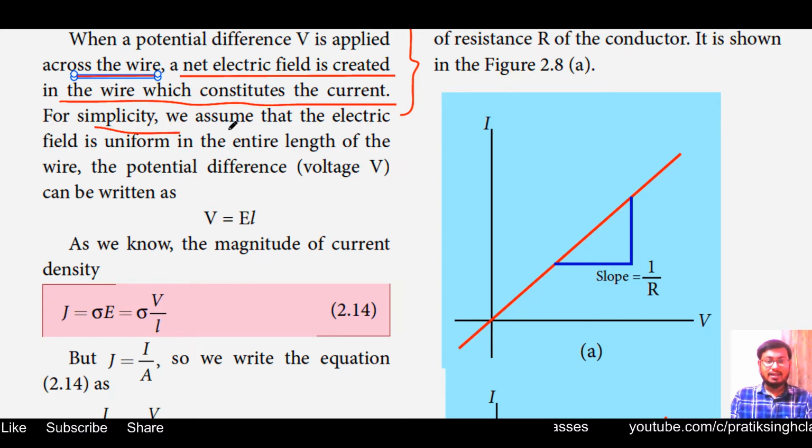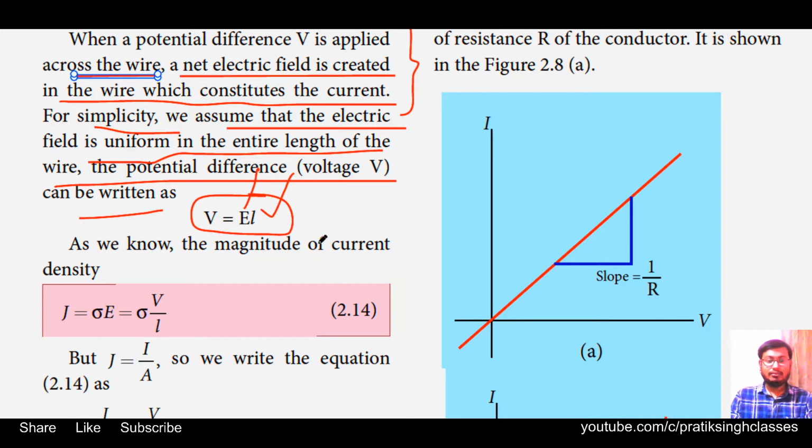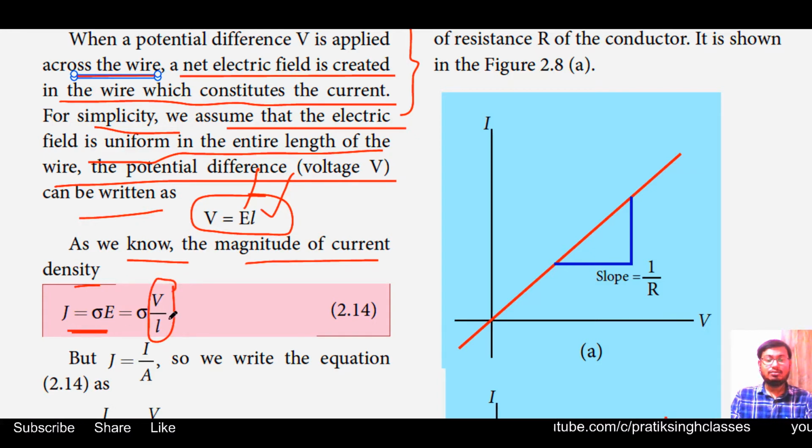For simplicity, we assume that the electric field is uniform in the entire length of the wire. The potential difference is V, and it can be written as V is equal to E into L. That means potential difference V is equal to electric field E into the length of the wire. We know that the magnitude of current density J is equal to sigma into E, or E is equal to V by L. So substitute the E value here, you will get J is equal to sigma into V by L.